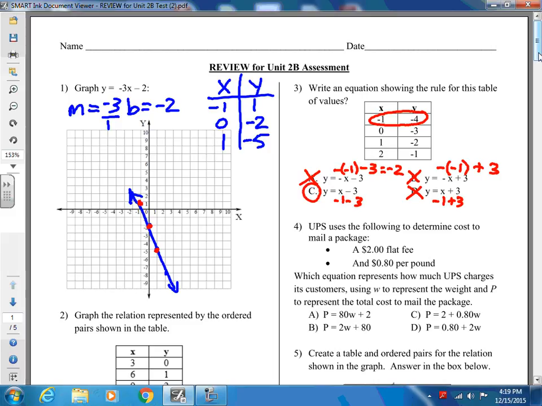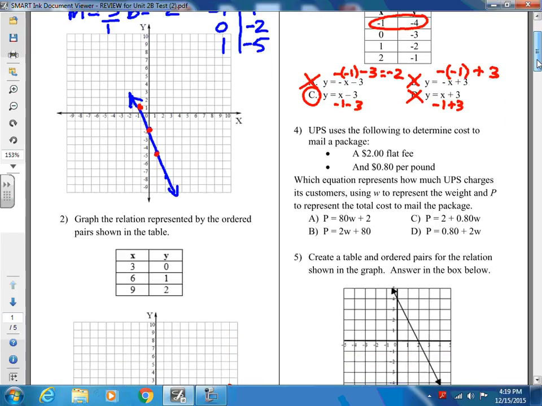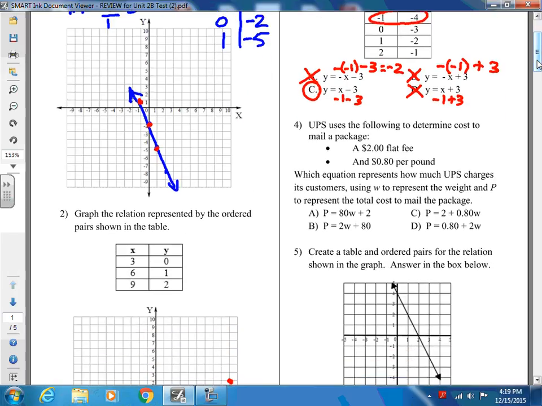is the right equation. Right, for number 4, you've got a word problem or situation where you have to create an equation from it. Right? So we've got UPS determining the cost of a package. It's a $2 flat fee. That means you have to pay it no matter what. And then 80 cents per pound additionally.